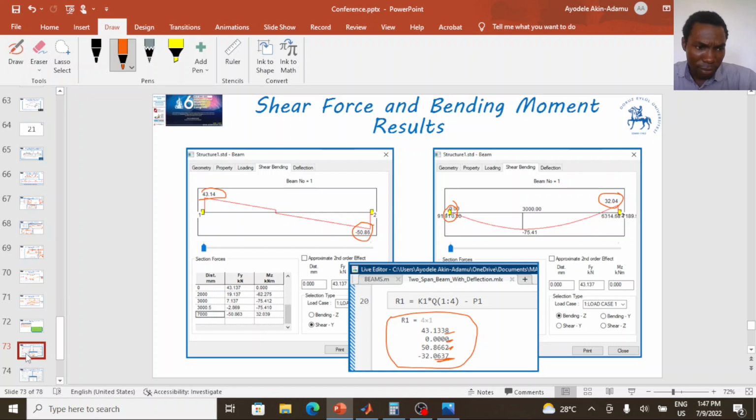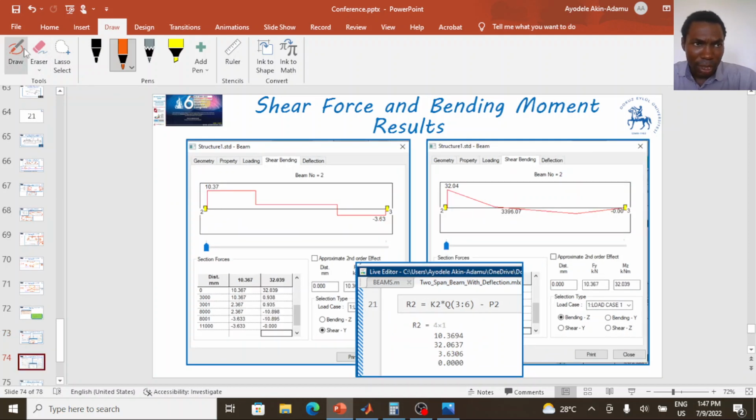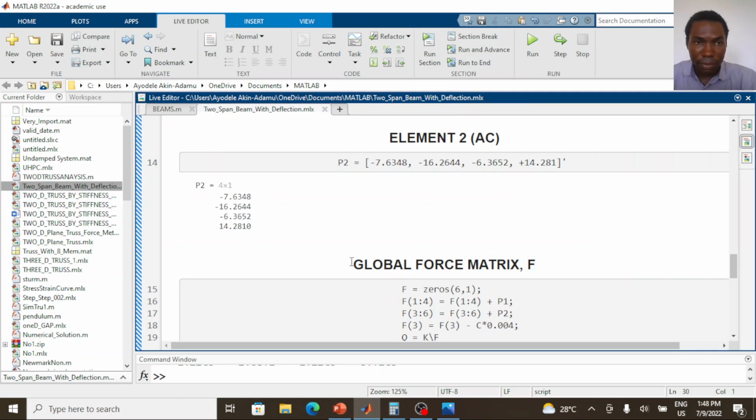I did the same thing for the other span. You can see 10.369, similar to this. You can see 32.0637, similar to this. You can see 3.6306 similar to this, and you can see 0 similar to this. So you can see that the finite element result is very accurate when compared with results from other software programs. So now I'm going to move to the MATLAB program.